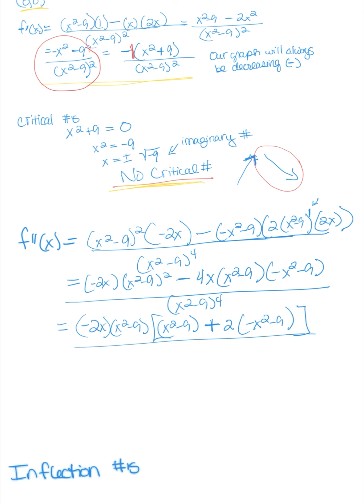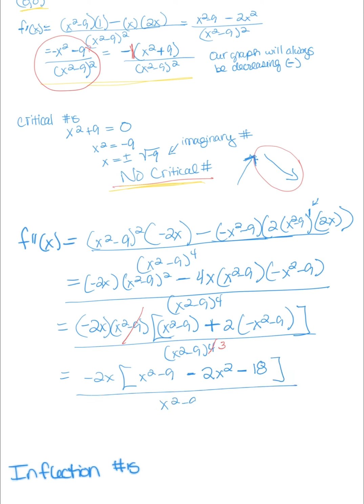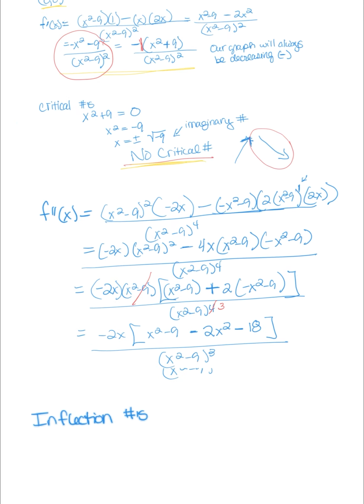Okay. And now we are over x squared minus 9 to the 4th. But now we see that we can get rid of one of these. That becomes 3. So we have negative 2x times, and then we're going to put these together. We have x squared minus 9. Well, I see here that I have a minus, so I'm going to pull it out right there. And I'm just going to distribute that 2, minus 2x squared minus 18. And then I have x squared minus 9 to the 3rd right there.